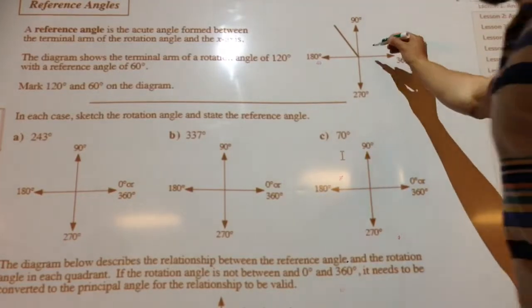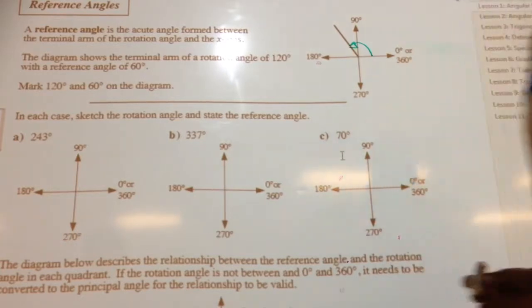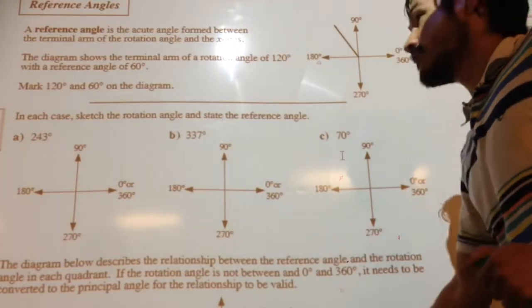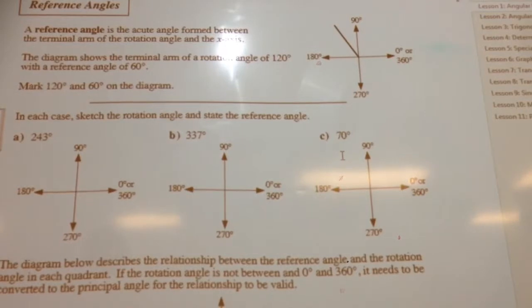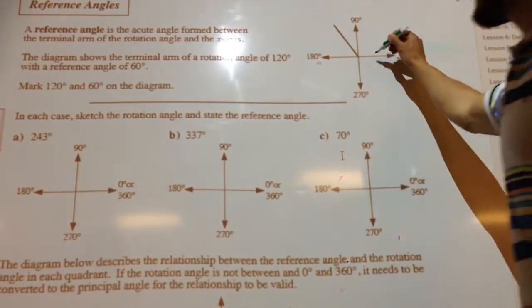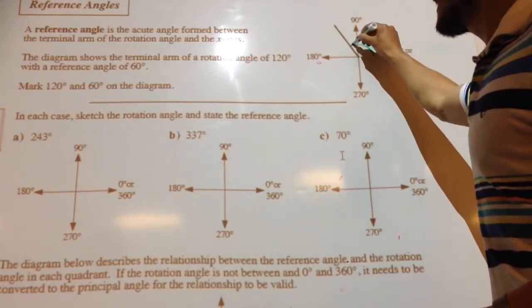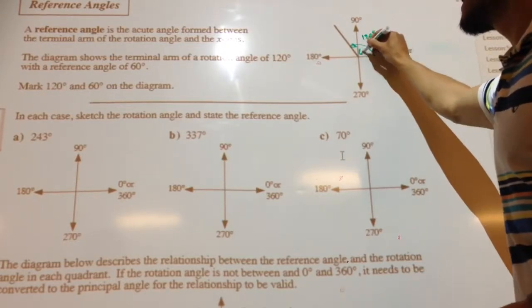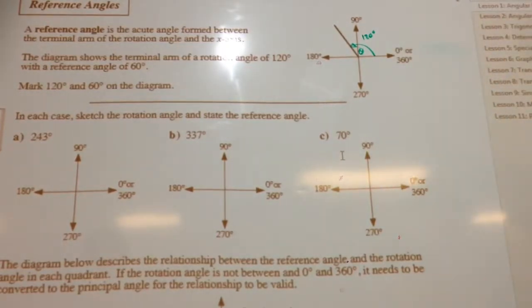So if I look at this one, is that my reference angle? No, it is not. This is where you measure from the other one. Exactly. So I'd have to measure from the opposite direction. A reference angle is the acute angle, the angle that's less than 90 degrees. This diagram shows my rotation angle. If I start from 0 and go in this direction, this is where the 120 degrees is. That's my measure of theta. But the reference angle is 60 degrees.